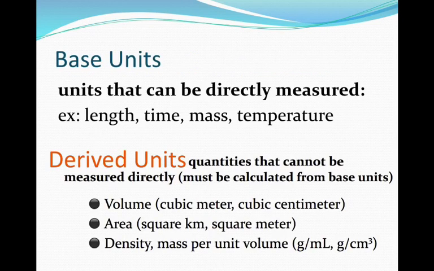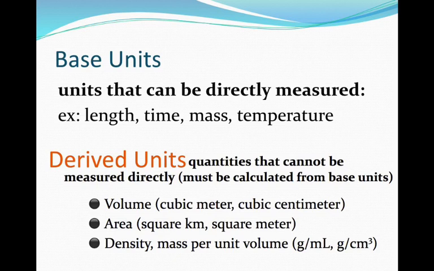And there's actually 2 different types of units. Base units are units that can be directly measured, like length, time, mass, temperature, something that you can put your hands on a measuring device and hold up to something and measure it, or just hold in your hands and make that measurement. A derived unit, on the other hand, is a quantity that can't be measured directly. It's the opposite of a base unit.